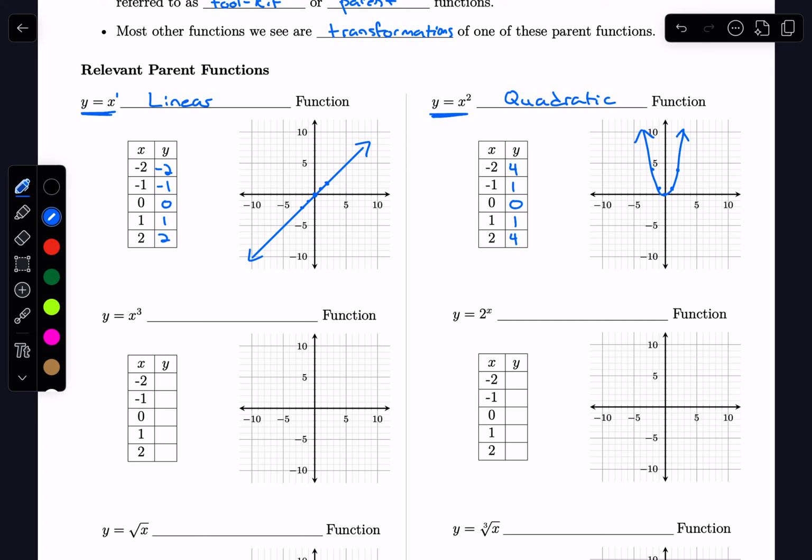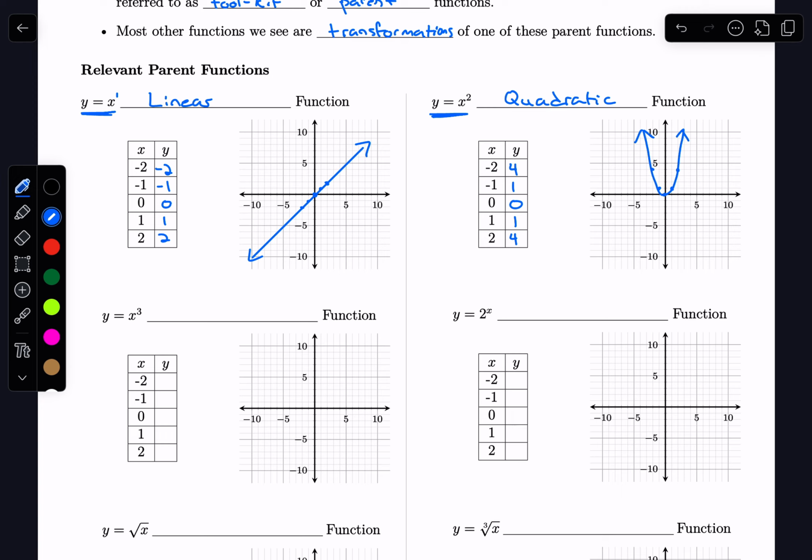This is, again, probably the most important function. It's the thing we work with the most in college mathematics, and you're going to see it all the time. But what gives students the most trouble is quite honestly just the name. It's a quadratic function. So x squared, quadratic, and again, notice both sides go up.